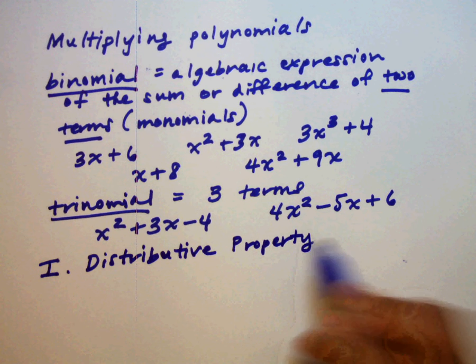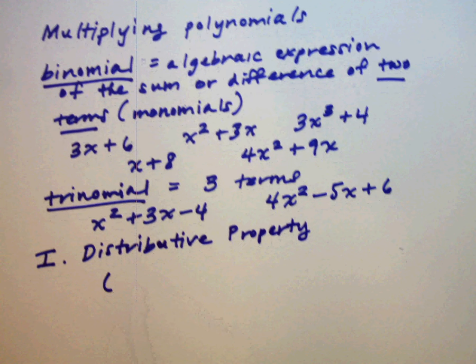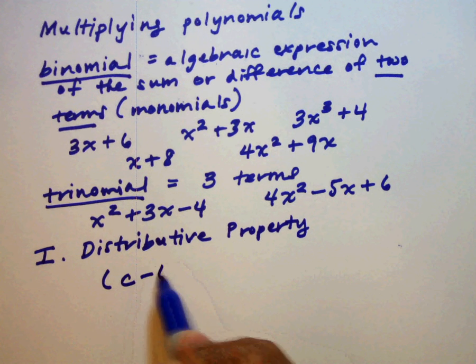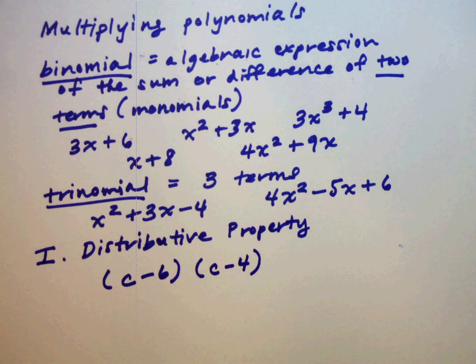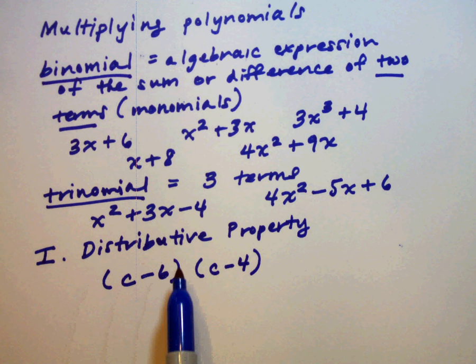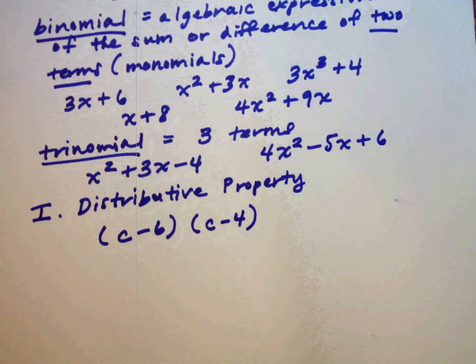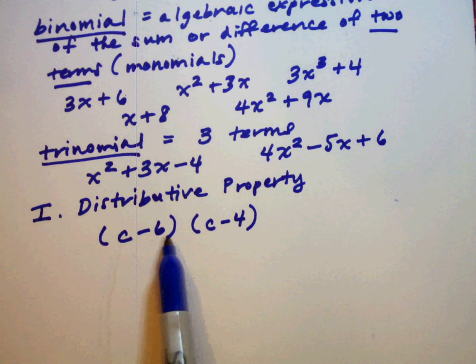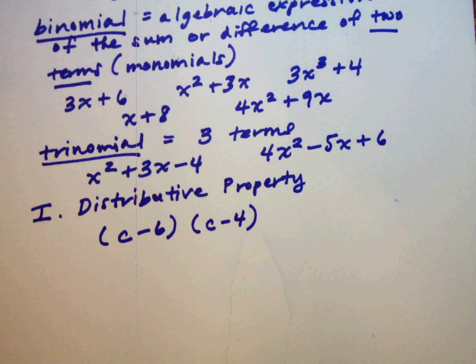So let me give you an example. This is a question in your classwork. C minus 6, and you're multiplying with C minus 4. So distributive property, if you remember, is you taking whatever is on the outside of the parentheses and you're distributing or multiplying with everything that's inside. Well, that is the case for this when you're dealing with binomials, except you're taking each of the terms of the first binomial and multiplying with every term of the second binomial.